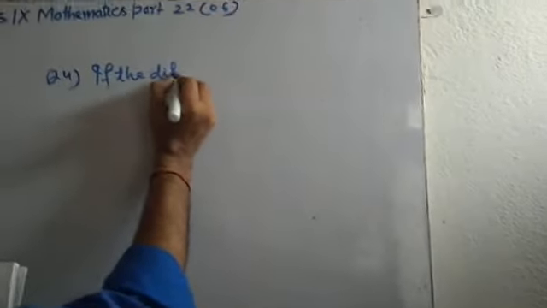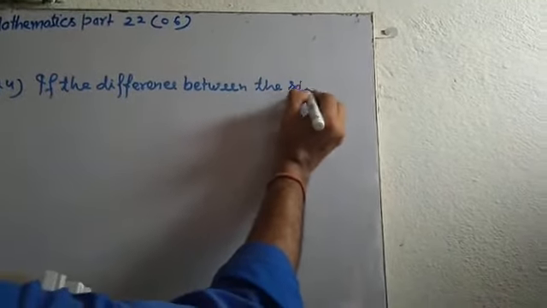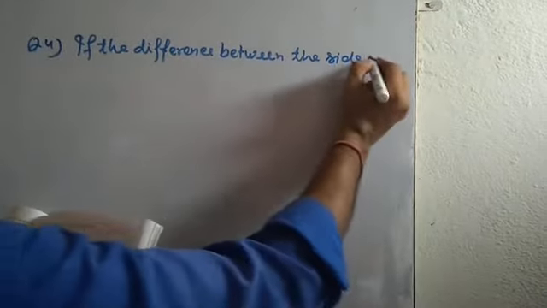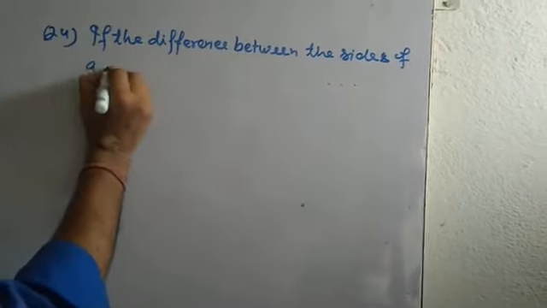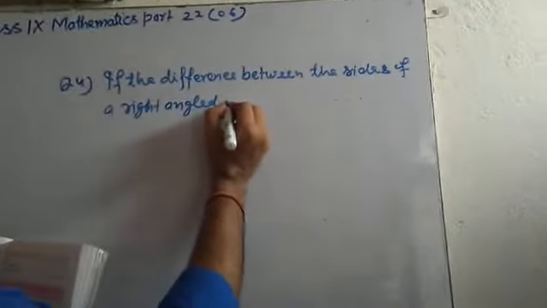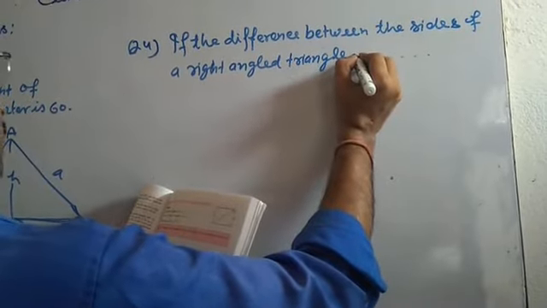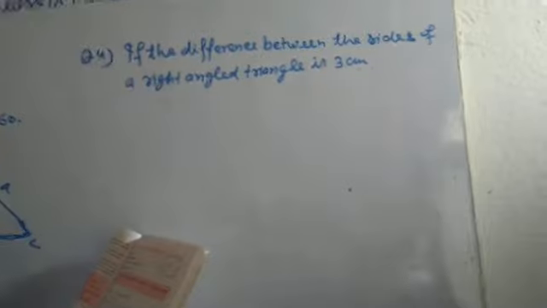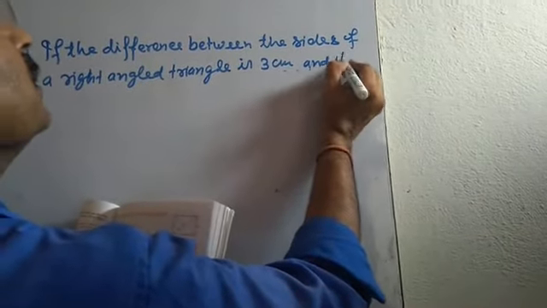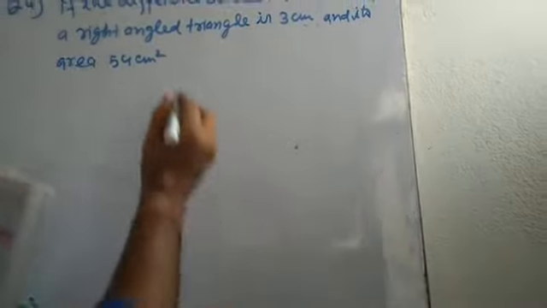If the difference between the sides of a right angle triangle is 3 centimeter and its area is 54 centimeter square, find its perimeter.